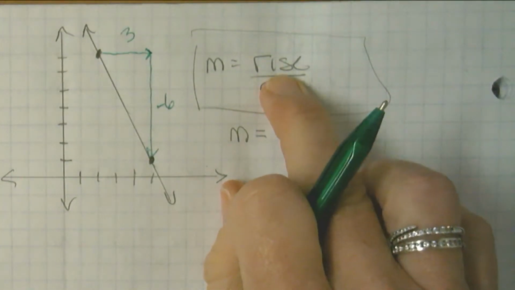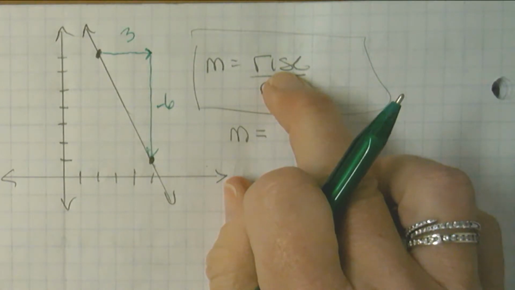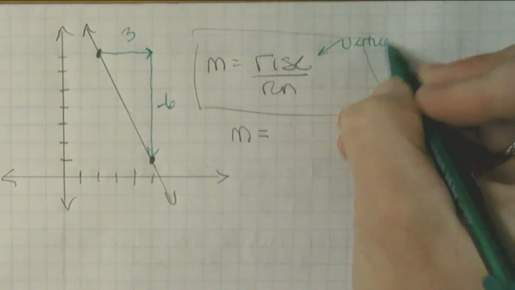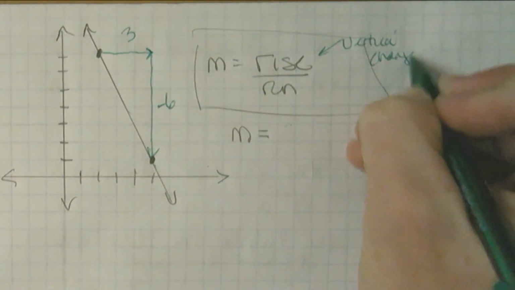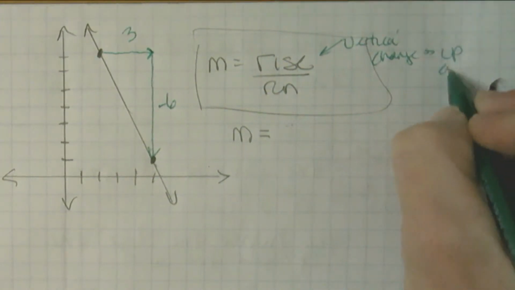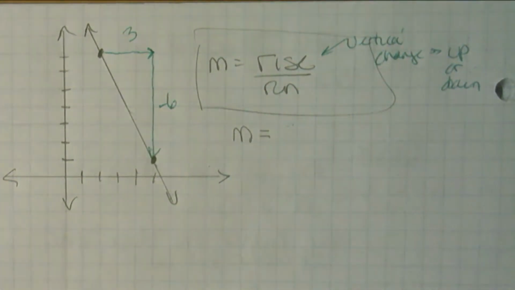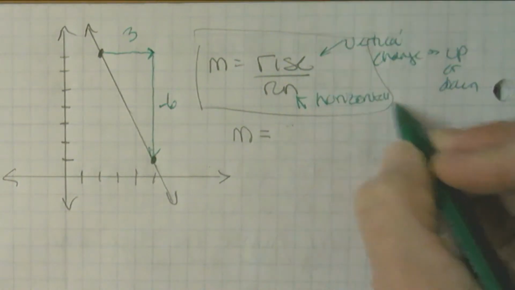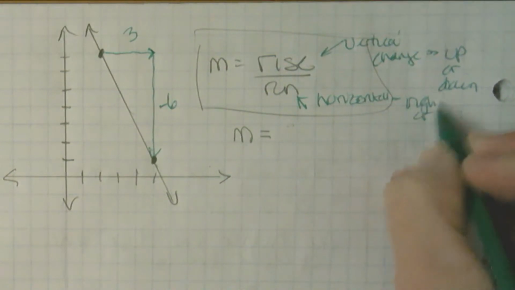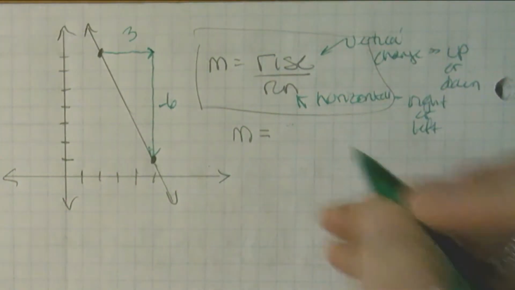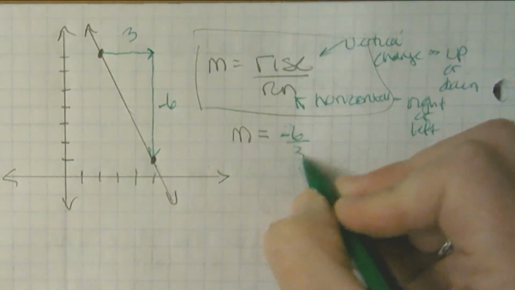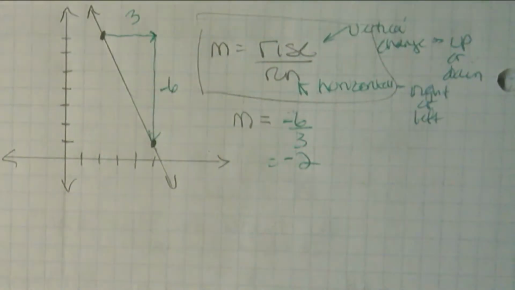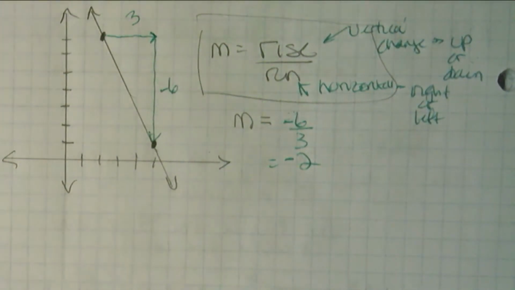What does rise indicate? Vertical change or horizontal change? So that rise is always your vertical change. So this is your up or down. Your run is your horizontal. That is your right or left. So say it again. Excellent. Which simplifies to negative 2. Excellent. This is new to you guys. I want you making mistakes with me here. That's a good thing.